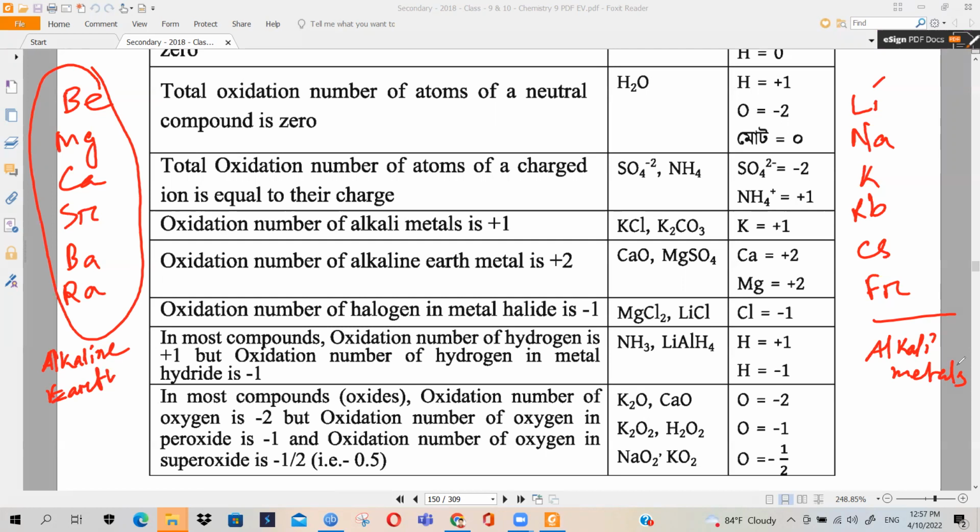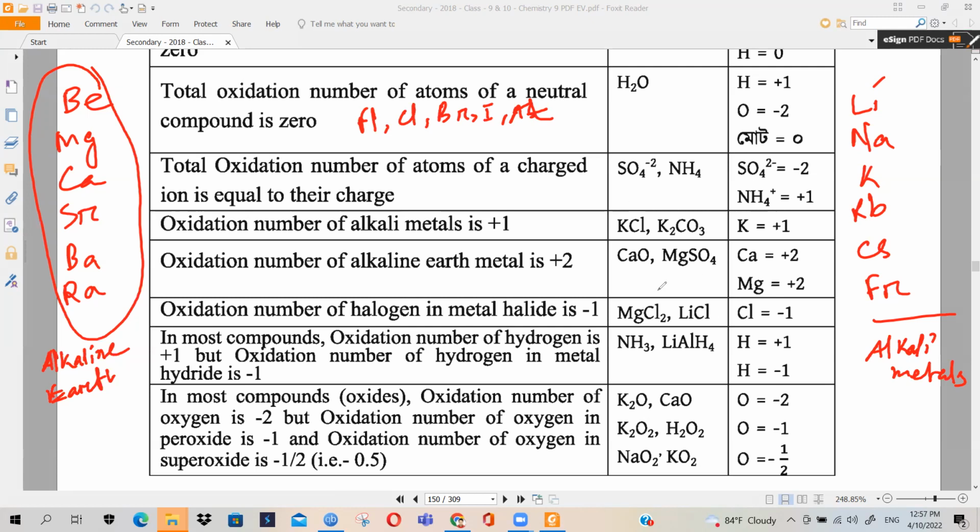The oxidation number of a halogen in a metal halide is -1. The halogens are fluorine, chlorine, bromine, iodine, astatine. If they form any metal halide, for instance sodium chloride or magnesium chloride, in these cases the oxidation number of these halogens will be -1.